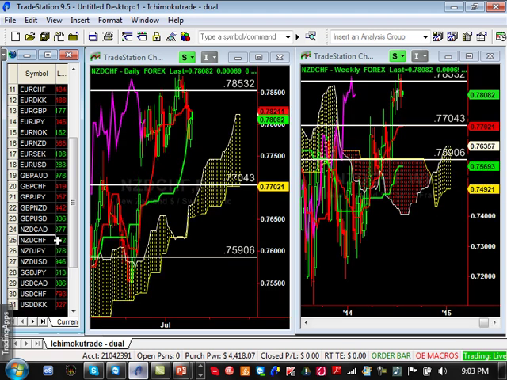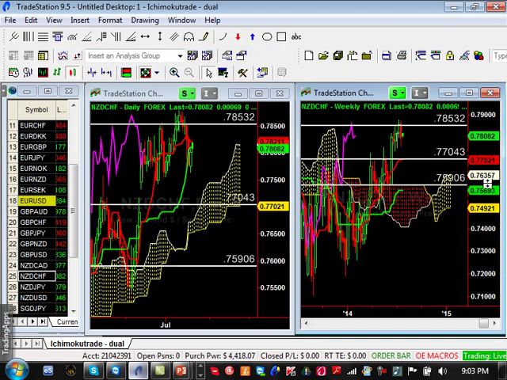New Zealand Switzy, this is basically in a consolidation pattern. We're at the top right now at 78.53. Support on this is 77.04 and 76.90.